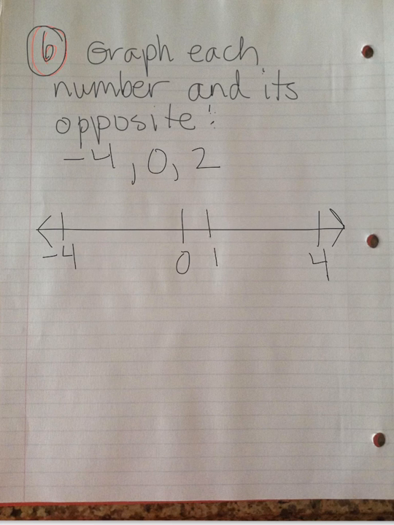So I'm just going to go ahead and label my number line. And then I'm going to graph in red those numbers, so -4, 0, and 2. And then I'm going to graph their opposites in blue, just so you can see. So the opposite of -4 is +4. The opposite of 0 is just 0, so I really don't have to graph it again. And then the opposite of +2 is -2, just like that. And it's as easy as that. And so we've finished the first lesson.